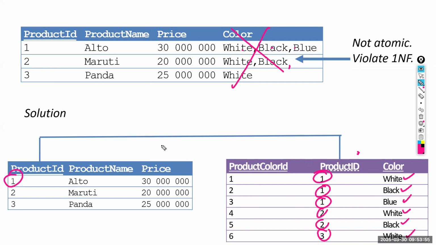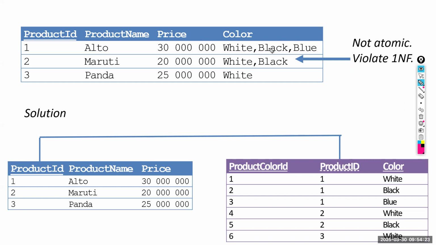So now, by combining these 2 tables, you know what colors are available for Alto, which colors are available for Maruti, and so on. Is it clear or is it still not clear? Yes. Okay. So the other thing is, depending on color, if the price varies, now what can you do? Can someone give me a solution?